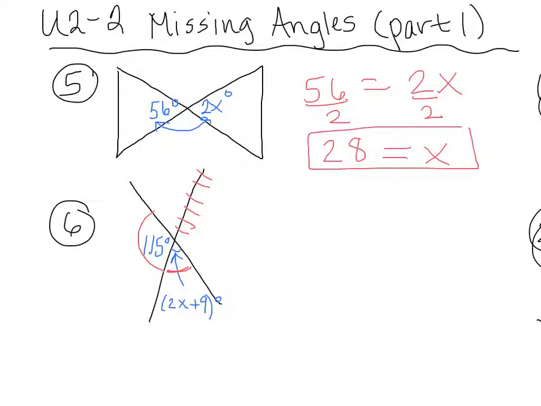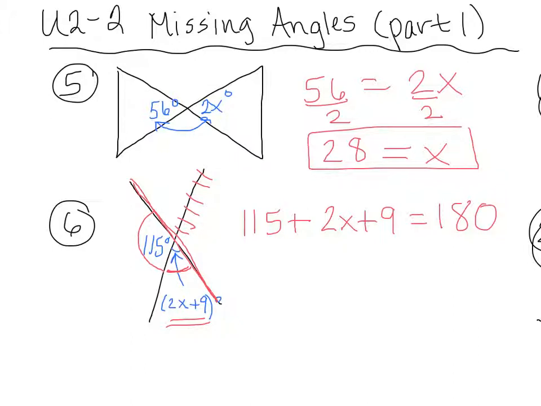So we really have this straight line, right? Two angles that are creating this straight line, and these are supplementary angles. They're adding up to 180 degrees. So we use that information to help us write our equation. The 115 plus the 2x plus 9 needs to equal 180 degrees. And we solve for x.